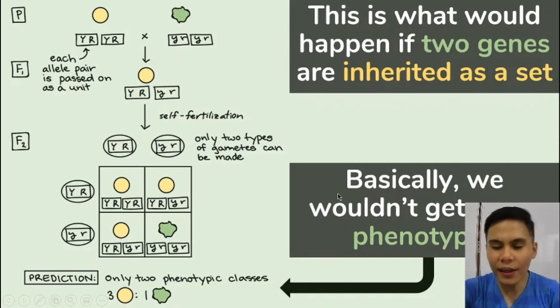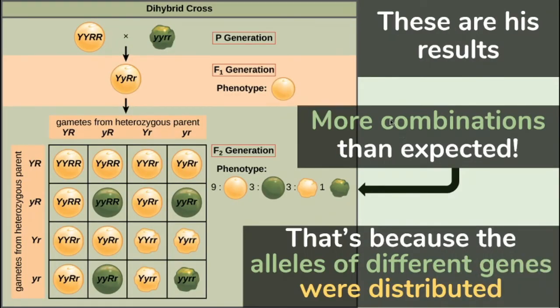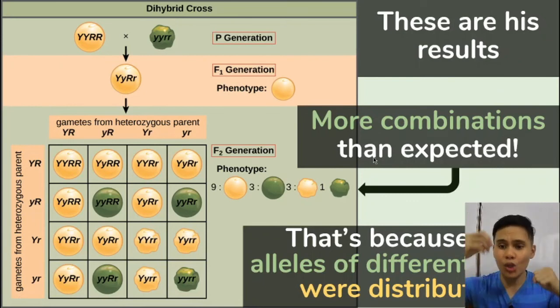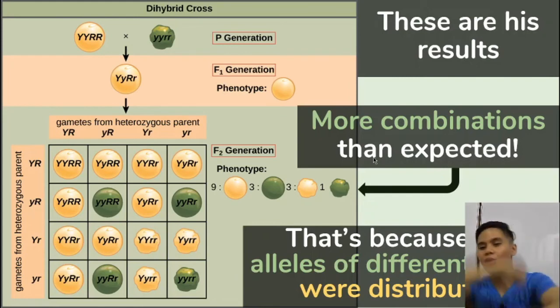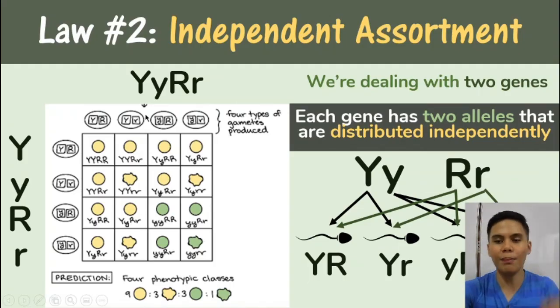Okay? But if they're not inherited as a set, this is what would happen. Let's get rid of my face. So there were more combinations than expected. There are 4 different possible combos: round yellow, round green, wrinkled yellow, and wrinkled green. And that's because the alleles of different genes were distributed, meaning they weren't inherited as sets. The alleles just got segregated, got separated, and then distributed to different gametes. What does that mean? We have the law of independent assortment.